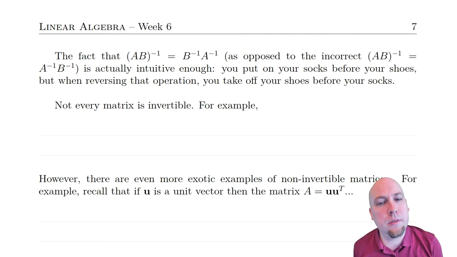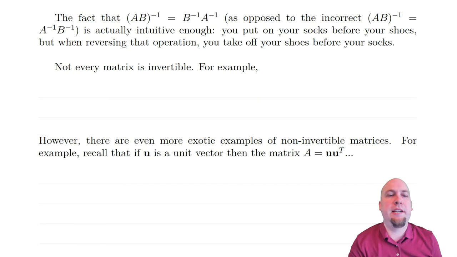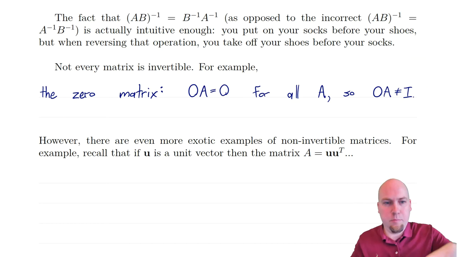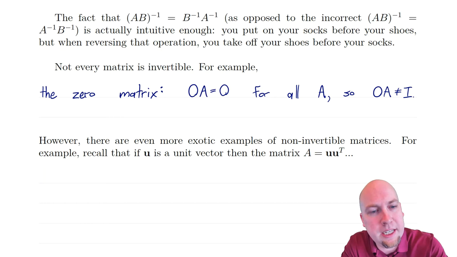Okay. Now, I mentioned that not every matrix is invertible, okay? For example, even in the 1x1 case, the zero matrix is not invertible, and more generally, the zero matrix is never invertible, right? Because we saw this theorem that said, if you take the zero matrix and you multiply by anything, you're gonna get the zero matrix.